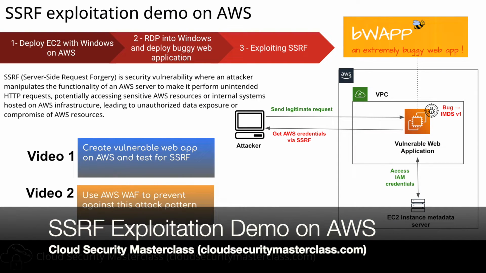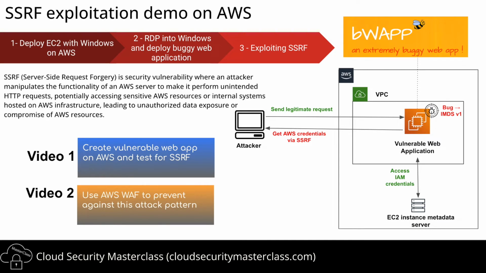Hello. In this video, we'll be doing a demonstration of how a server-side request forgery, or SSRF, attack plays out in AWS. We'll be deploying an intentionally vulnerable web application on EC2 using an open source version of a buggy web application, and we will then look at how we can exploit this for SSRF. And then we'll have another video, which I will link here later on, which talks about the infrastructure that's needed to defend against this attack using AWS Web Application Firewall. So watch out for that video as well.